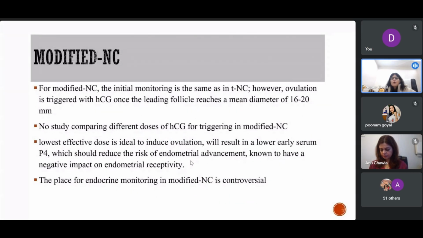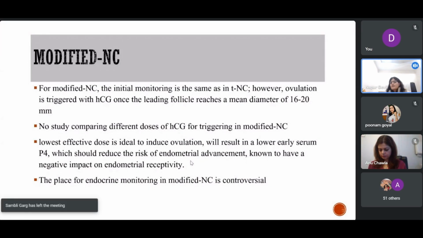Modified natural cycle: to avoid cancellations and to correctly predict or plan our cycles or embryo transfer, we can pair it with an hCG trigger. The evidence says the lowest effective dose should be used, as it will result in lower early serum progesterone, which should reduce the risk of endometrial advancement, known to have a negative impact on endometrial receptivity. So when we are using hCG for trigger, the lowest dose should be used, because the additional progesterone that is released can actually increase the risk of endometrial advancement.